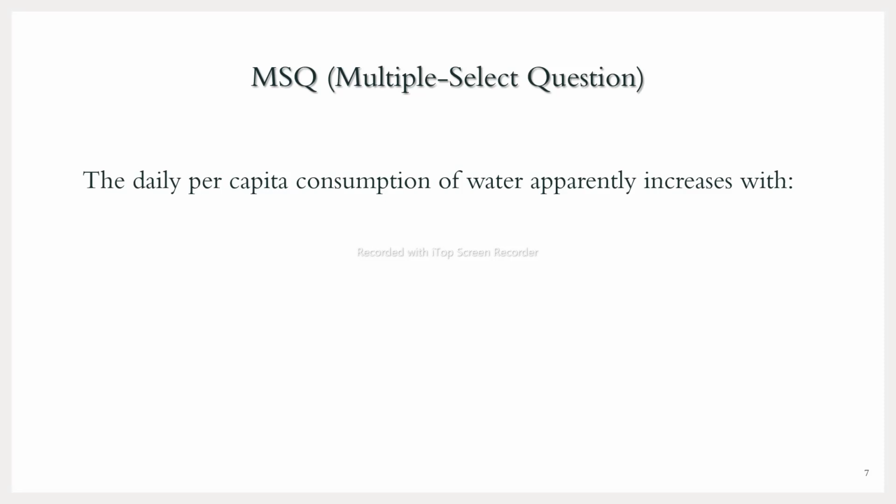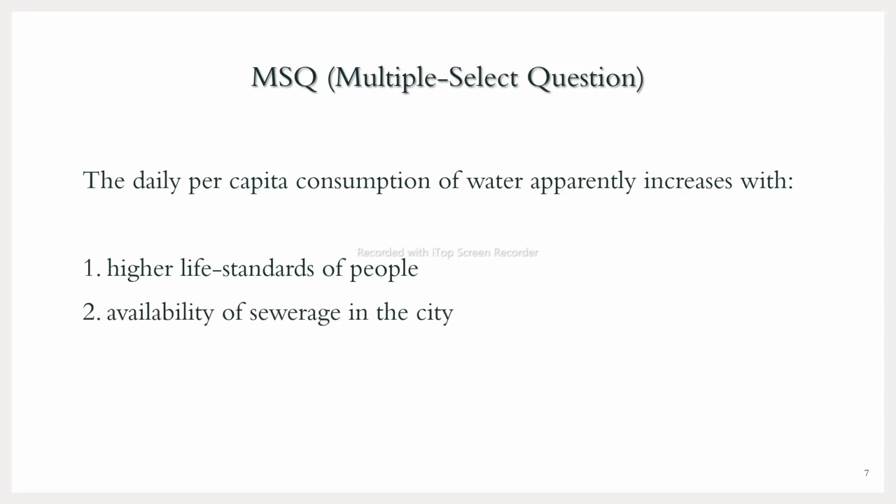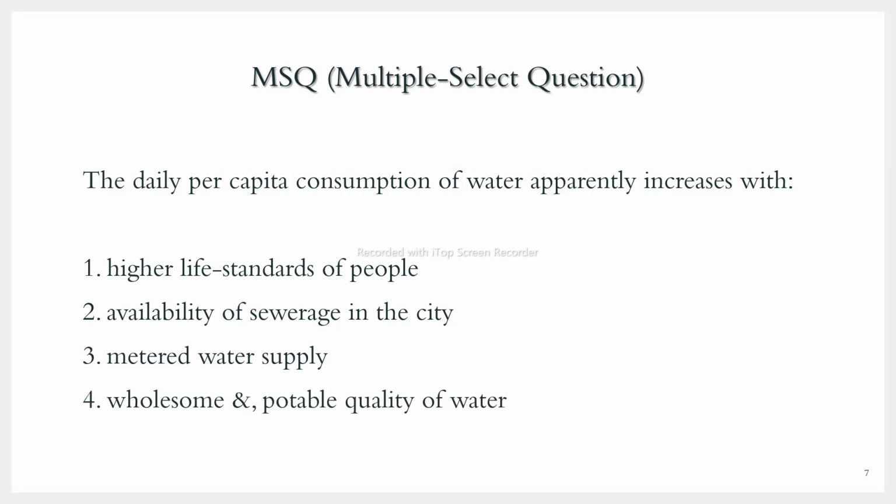The daily per capita consumption of water apparently increases with: option 1 is higher life standards of people, option 2 is availability of sewerage in the city, option 3 is metered water supply, option 4 is wholesome and potable quality of water. So all of them may be correct answers, none of them may be correct, one of them may be correct, or more than one of them may be correct answers. There are all the four possibilities there.